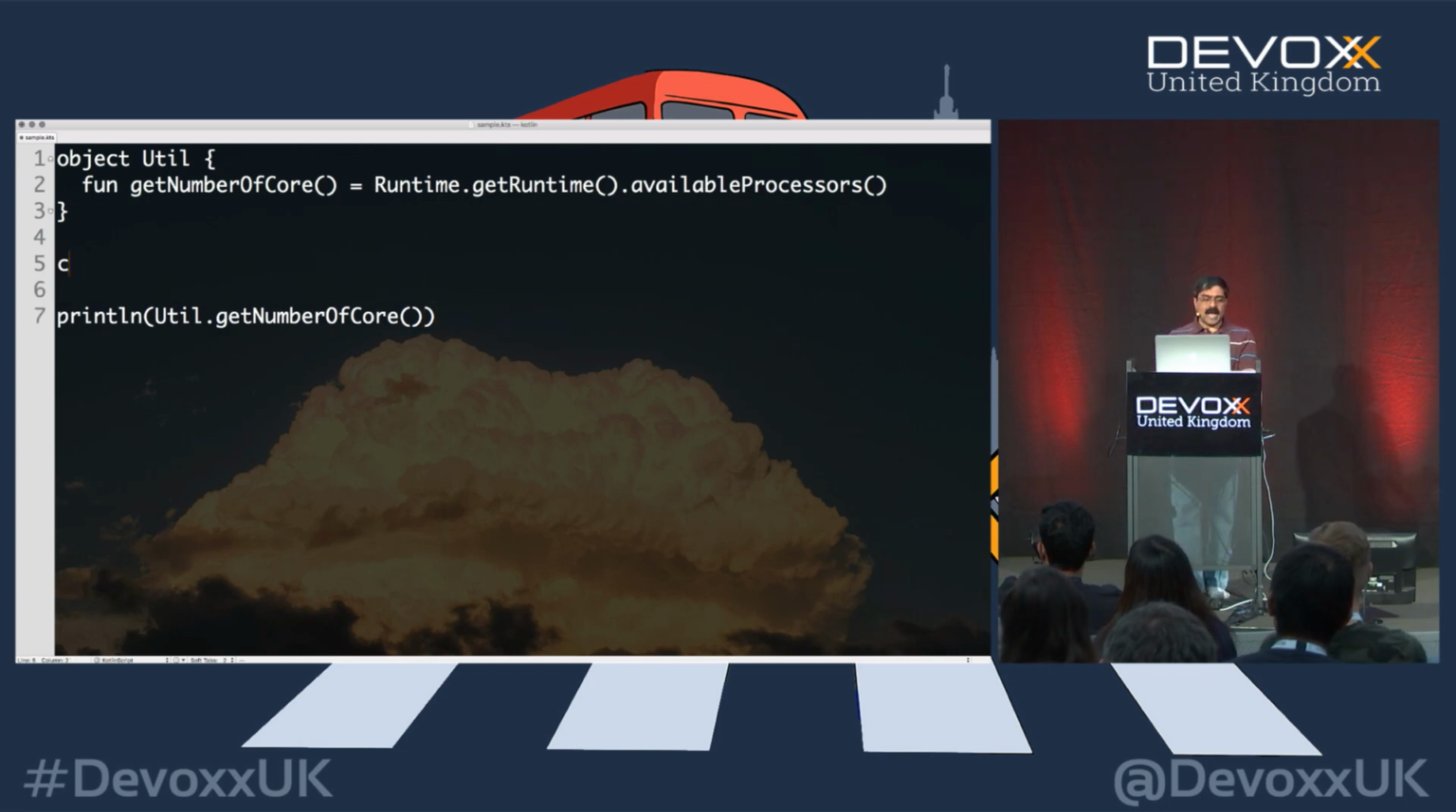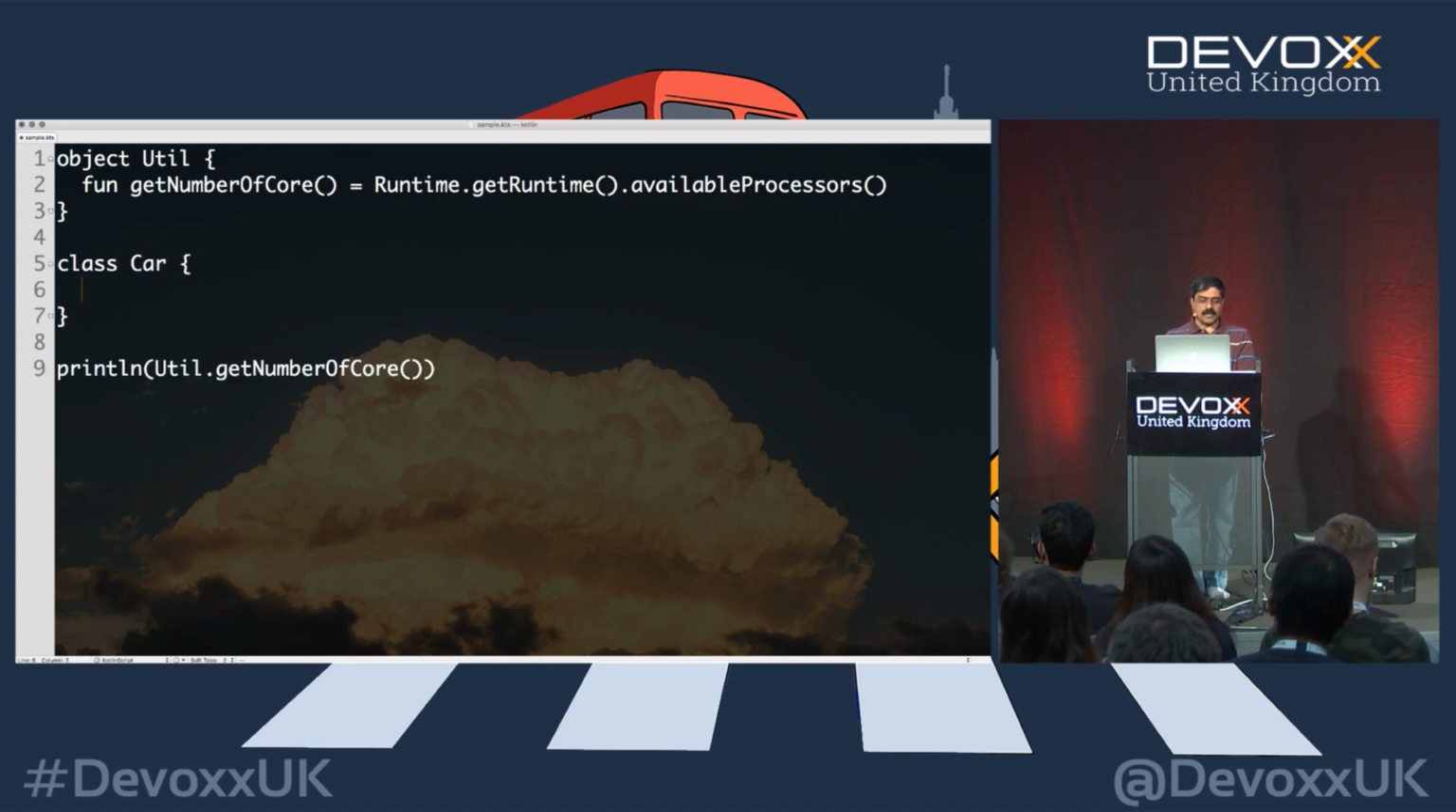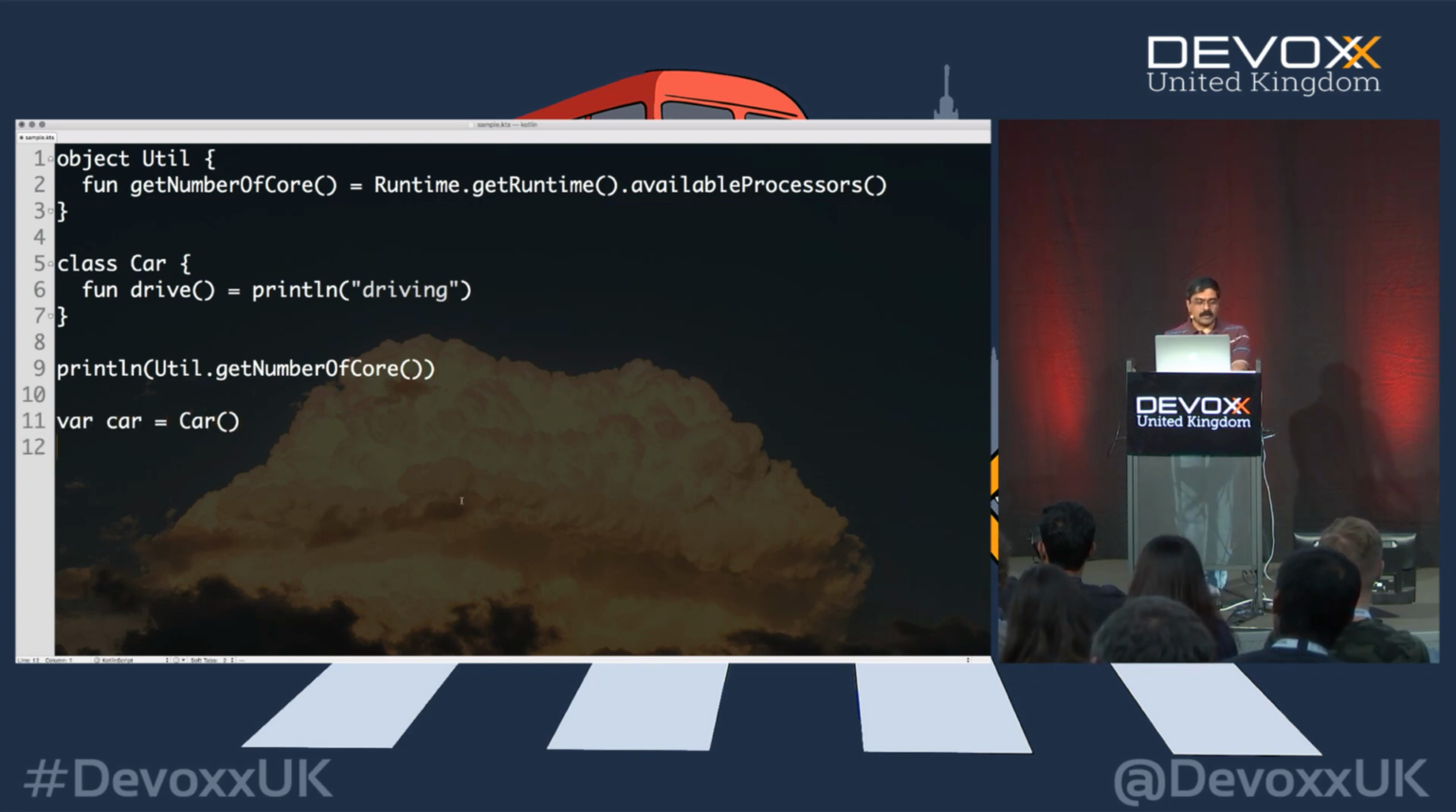Similarly, I can define a class called Car right here, but within the Car class, I can create a drive function, and in this case, I'm going to simply say driving, and as you would expect, I can create a car object, so we can say car equal to Car, and at this point, I'm going to simply say car.drive to call the drive method. Hey, but what about static methods though?